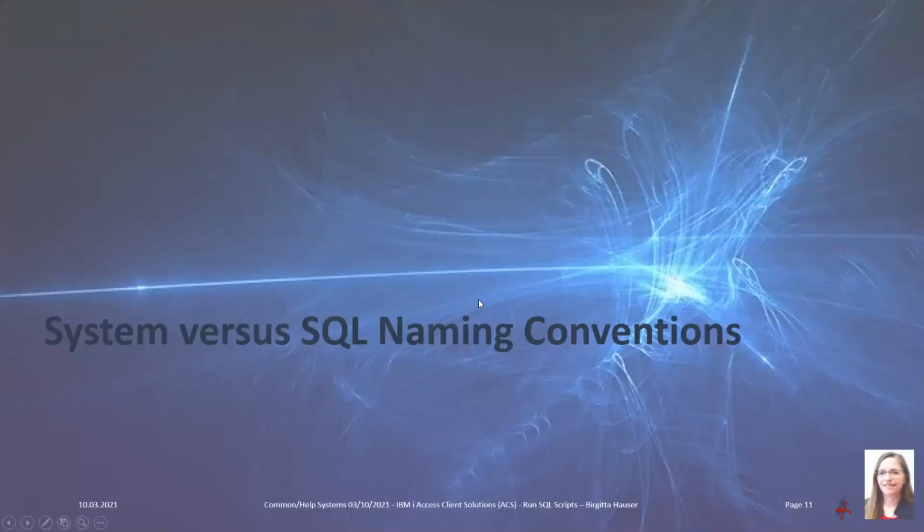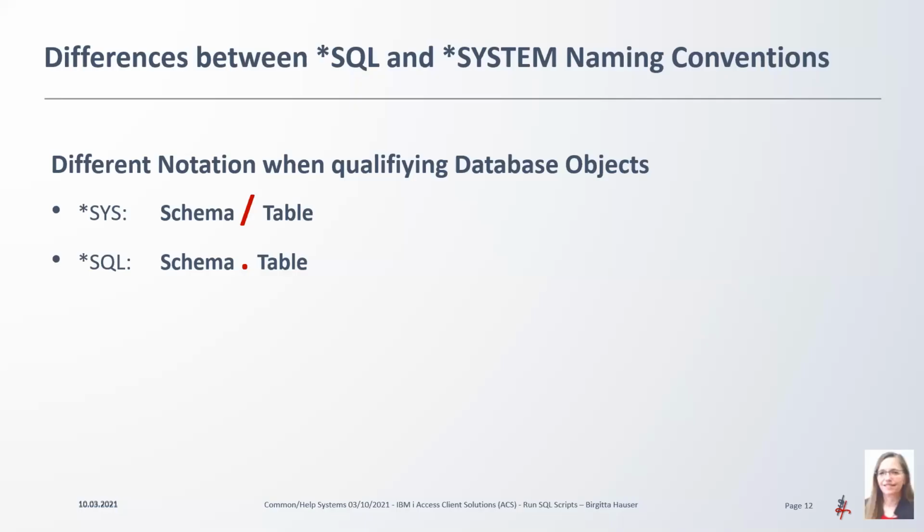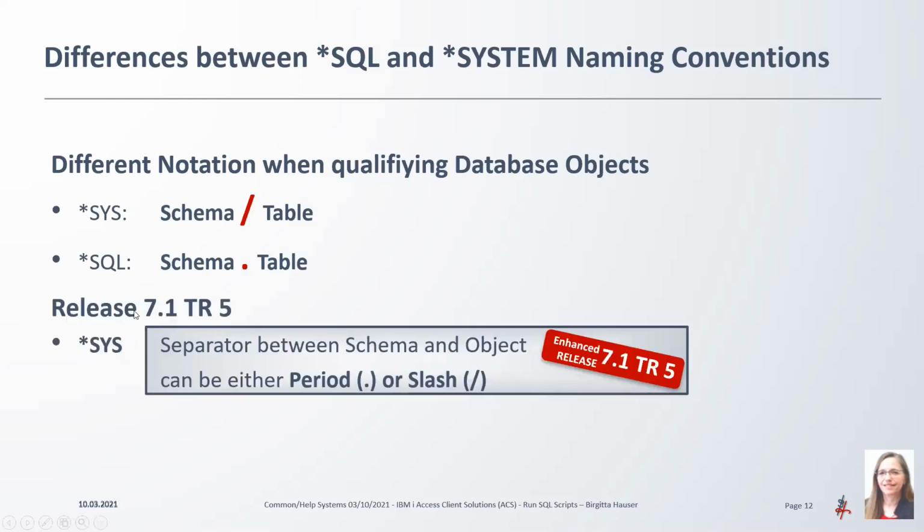If we ask what's the difference between SQL and system naming conventions, we normally get the answer: if we use system naming conventions, we have to separate the schema and the table with a slash, and if we are working with SQL naming conventions, we have to use a dot. That's no longer true. Since release 7.1 TR5, if we are working with system naming conventions, we can use either the slash or the dot.